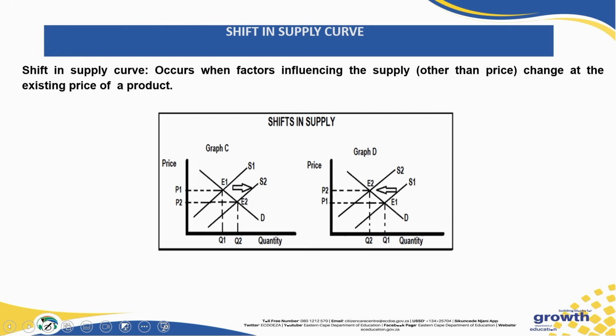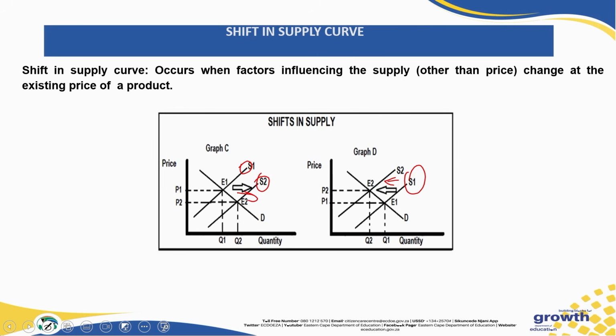If, for example, competitive products, for example, the availability of competitive products, we said they will decrease the quantity supplied. Subsidies, for example, will increase the quantity supplied. So these are the examples. S1, the original supply curve. S2, meaning the supply increased, it has shifted to the right. Then S1, the original supply curve, and then it has shifted to the left.